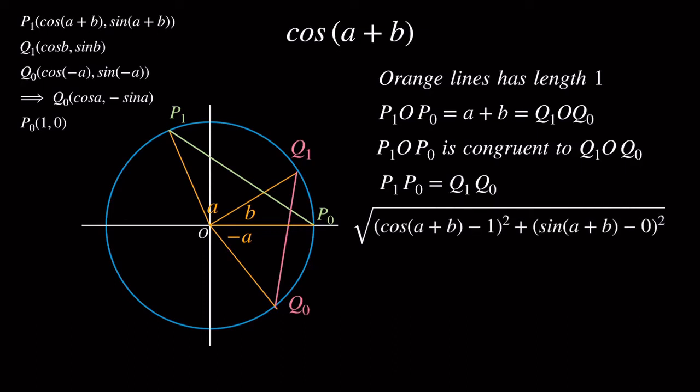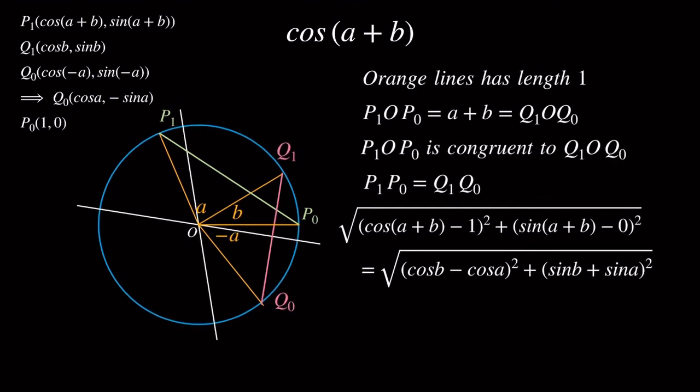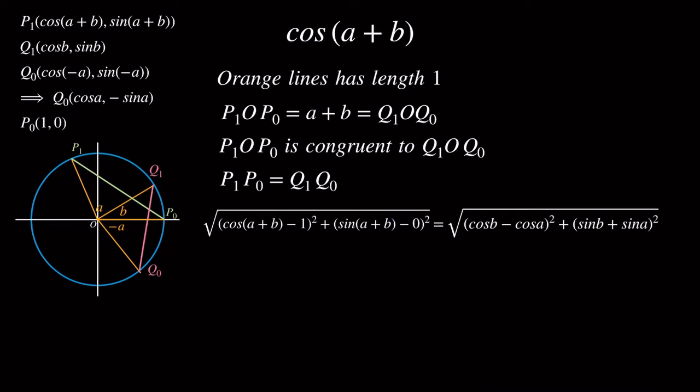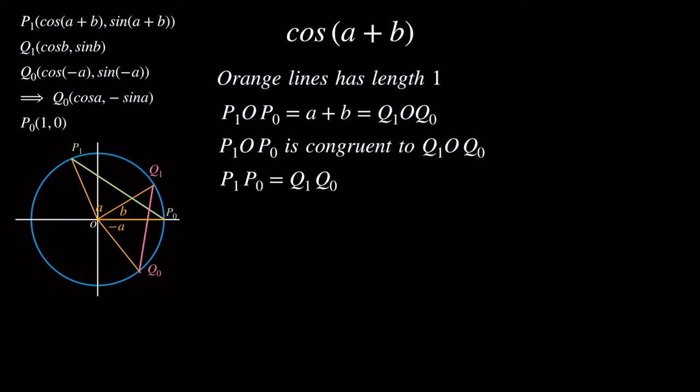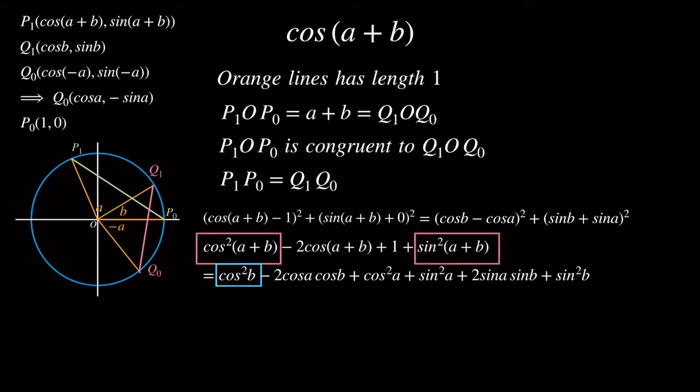What we can do here is say that P1P0 is the square root of the difference in x squared plus the difference in y squared, coming from the distance formula. And we can do the same thing for Q1Q0, to be the square root of the difference in x squared plus the difference in y squared. We will now square both sides to get rid of the square roots. And we will expand the brackets and further simplify it using the Pythagorean identity on the highlighted terms. So the cos squared(a + b) and sin squared(a + b), cos squared b plus sin squared b, and cos squared a plus sin squared a, each of which is just 1.